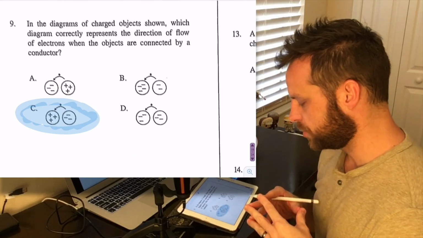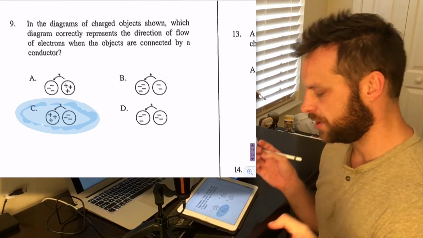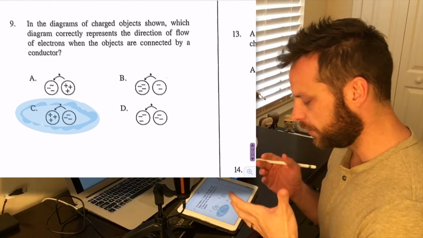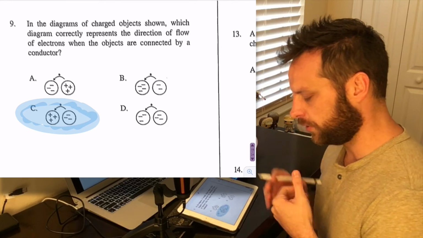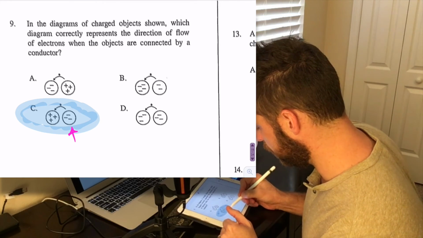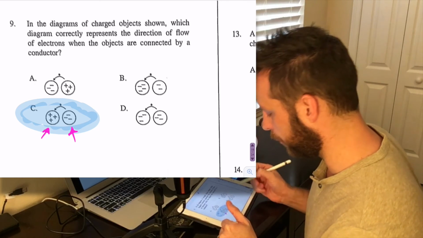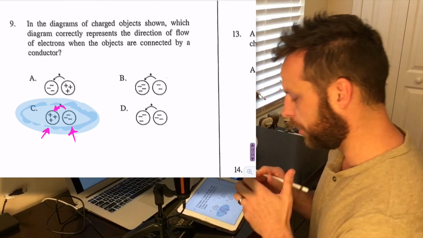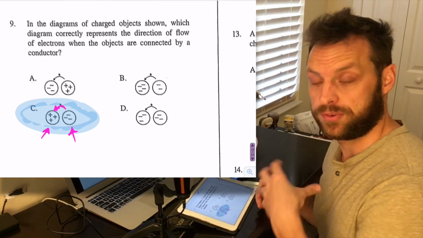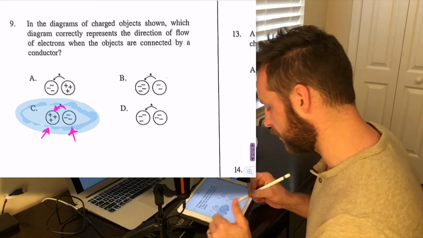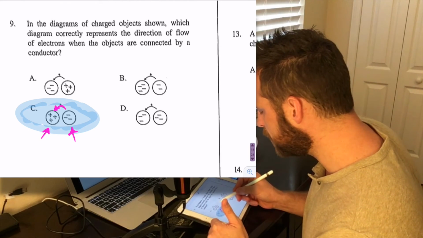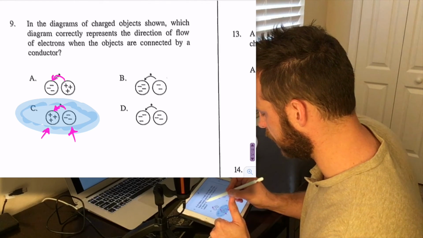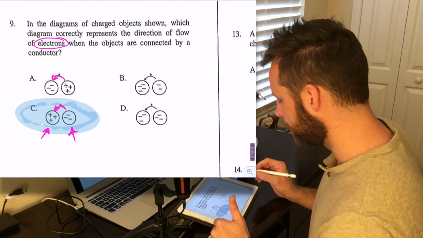Here you're going to have a charging by conduction. You're going to have two charged objects. They're going to touch, so they're going to conduct. And we're going to see in letter C that you have extra electrons on the ball on the right, and then you have extra protons on the ball on the left. And these electrons are going to move onto the protons to help neutralize the system. The opposites are going to attract there. And so that's going to be the correct direction that electrons would move. A would be showing the direction that maybe protons would move, and that's not what the question was asking. It was asking about the flow of electrons.